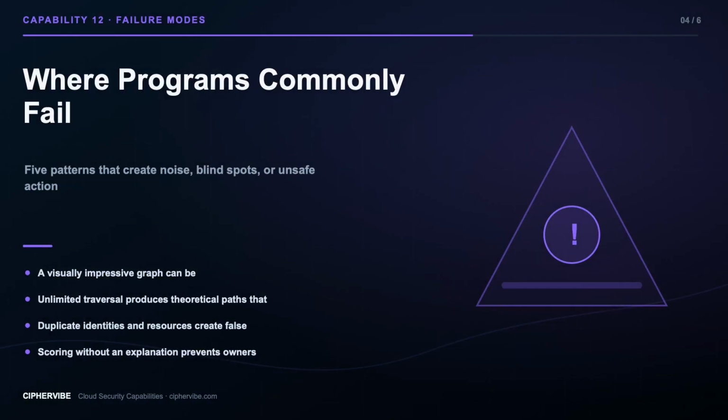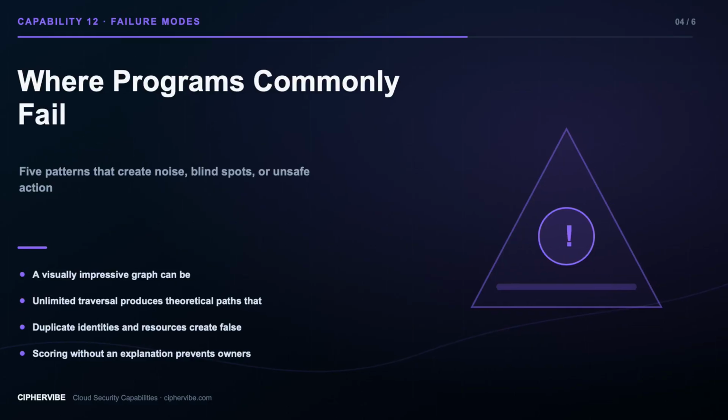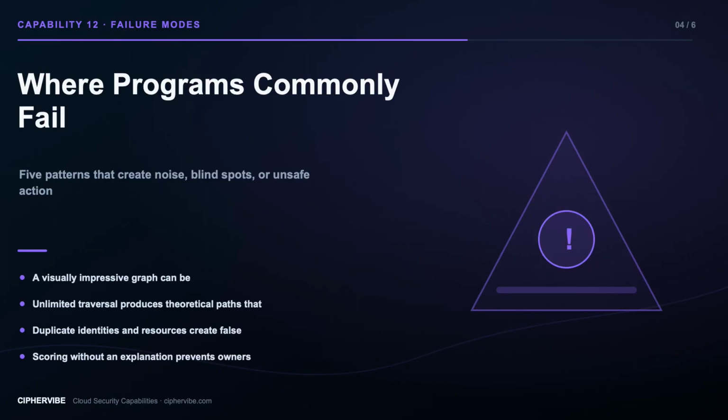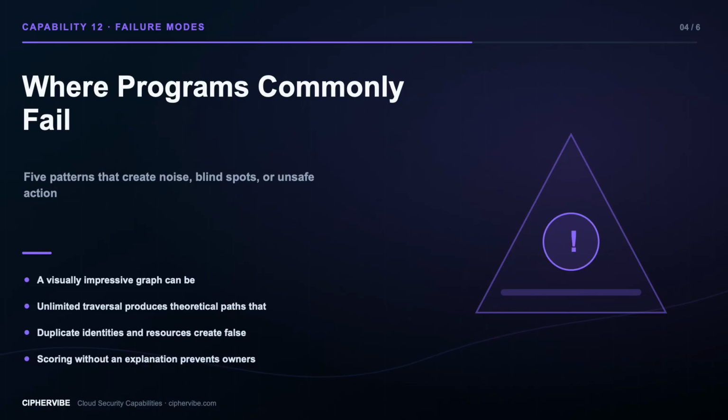The fastest way to evaluate security graph and attack paths is to study how the capability can fail. First, a visually impressive graph can be misleading when its relationships are stale or inferred without confidence.